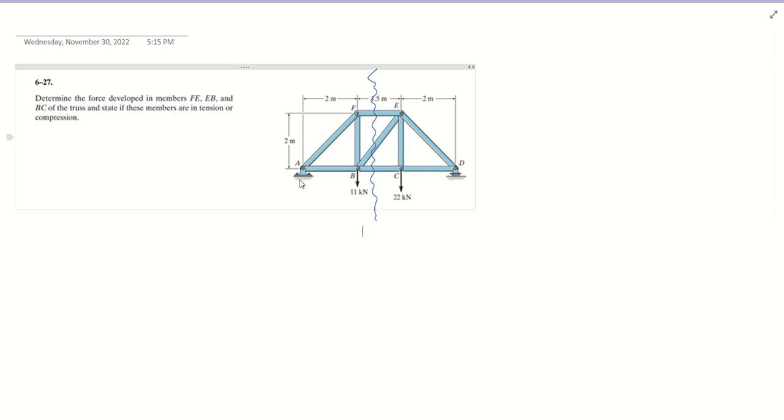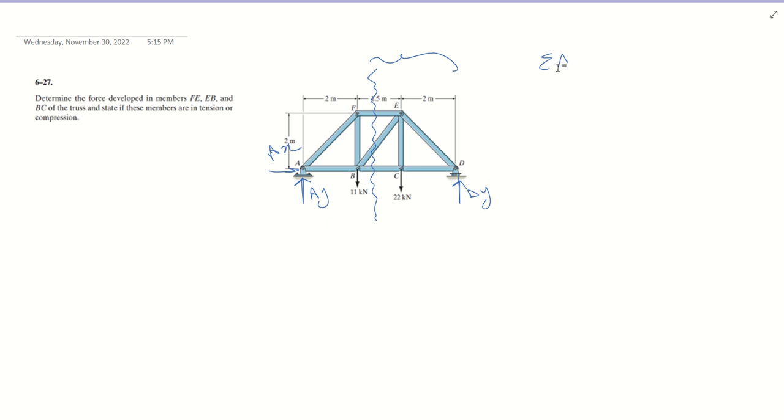Okay, so here we have a pin, so we have two reactions, and at point D we have a roller, so I have just one reaction. If I take the right part of my section or of my truss, I just need to find Dy. To find Dy, I need to do summation of moment about A is equal to 0. This is my positive sign convention.